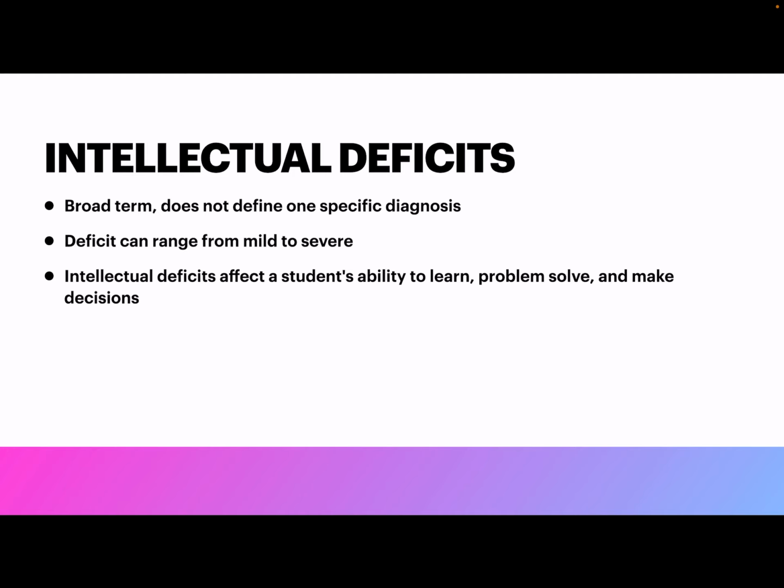Intellectual deficits affect a student's ability to learn, problem solve, and make decisions. They interfere with a person's capacity to perceive or understand information, which affects how they learn and engage in daily activities. And typically, a person would be characterized with an intellectual disability if their IQ is below 70, whereas the average IQ is 100.